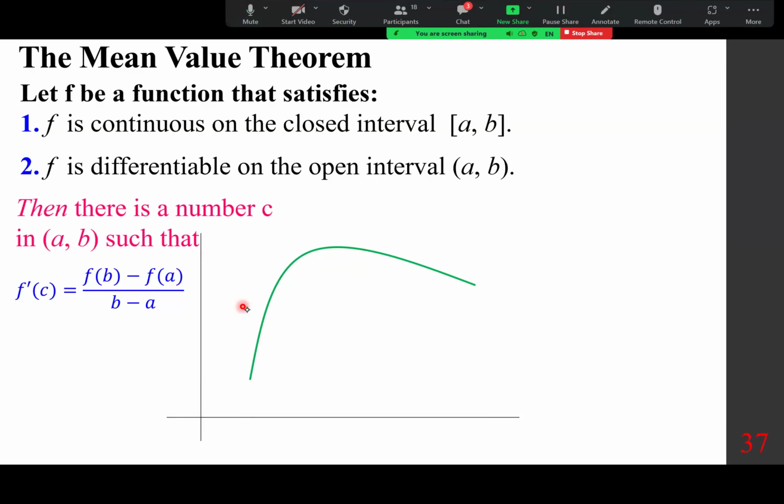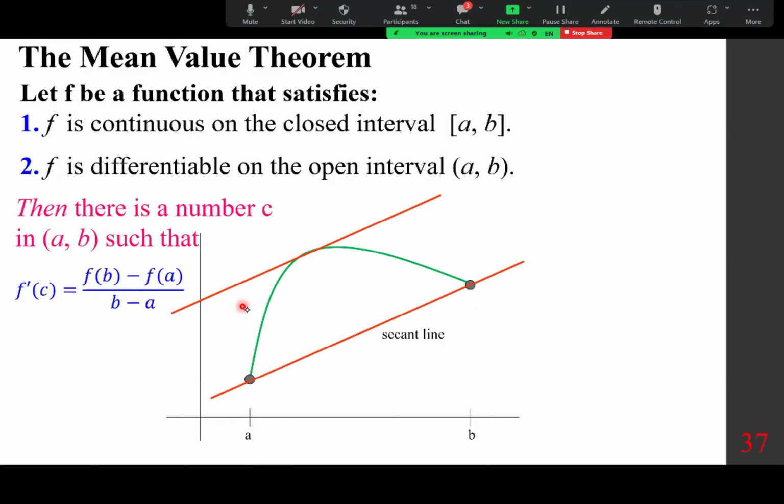So, for example, you have this point, completely different y coordinates, right? You have a and b. You connect the two, which is called a secant line. This line, at some point P, which is a tangent line, is parallel to this line. 2 lines that are parallel have equal slopes. That's the idea, everybody.